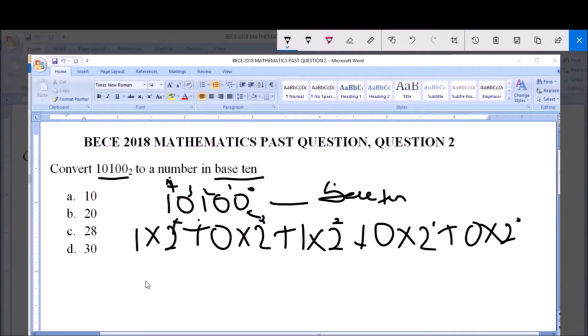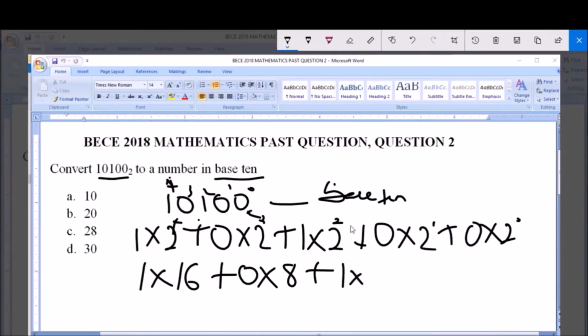Now let's continue. From here we have 1 multiplied by 2 raised to the power of 4, and that is 2 times 2 times 2 times 2. 2 times 2 will give us 4, times 2 will give us 8, and times 2 will give us 16. So we have 16, plus 0 multiplied by 2 raised to the power of 3, that's 2 times 2, 4, times 2, 8, plus 1 times 2 raised to the power of 2, sorry, which is 4, plus 0 multiplied by 2 raised to the power of 1, and plus 0 multiplied by 2 raised to the power of 0 will give us 1.